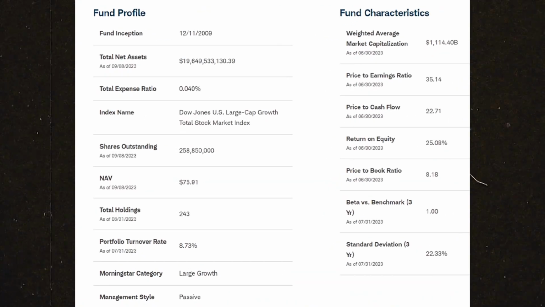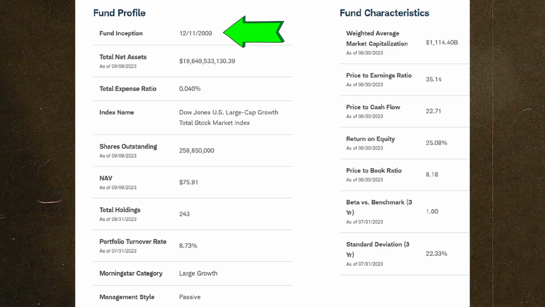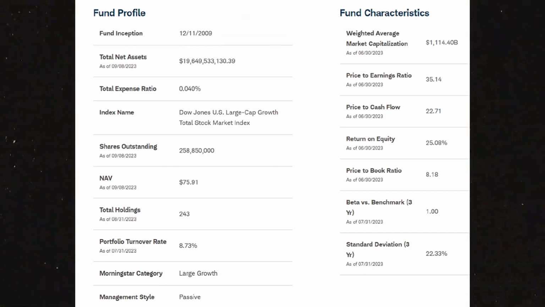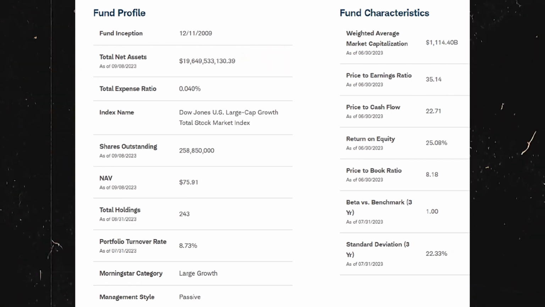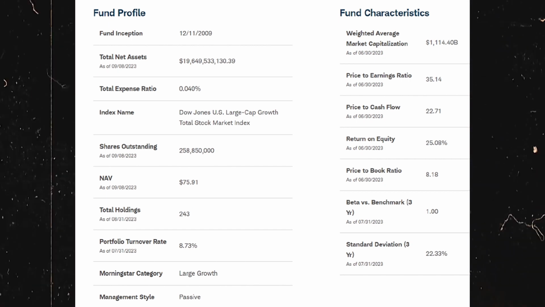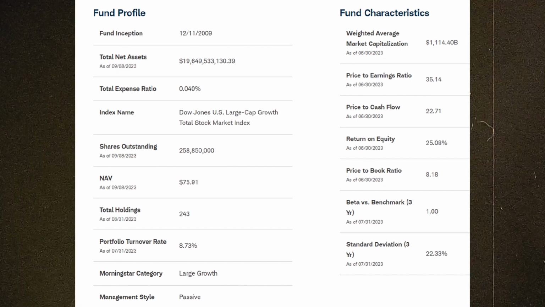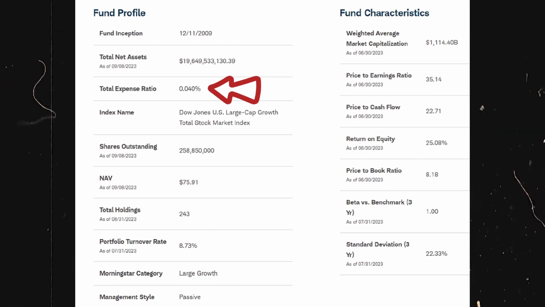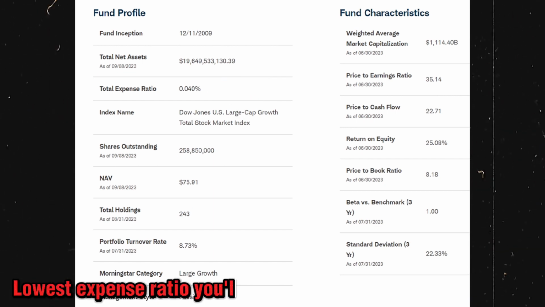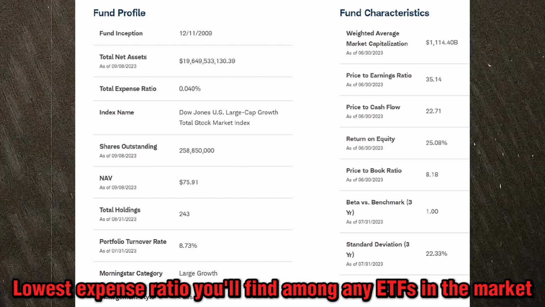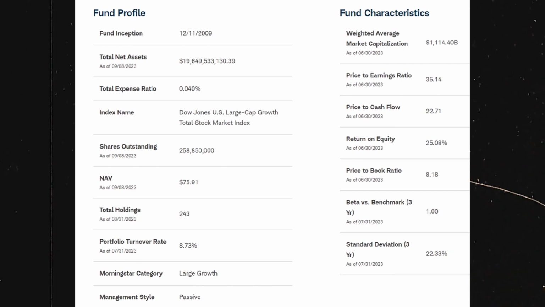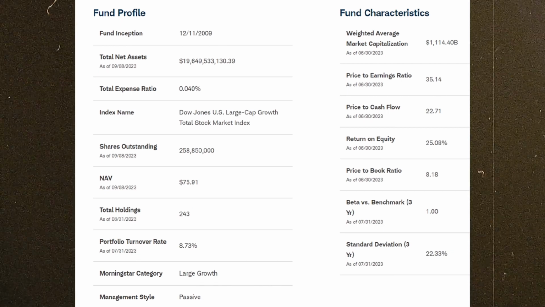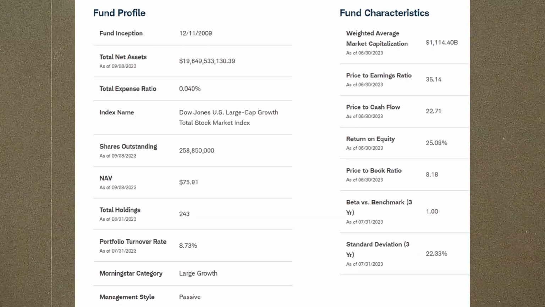Since fund inception in 2009, it has attracted more and more investors. Today, the ETF has about $19.6 billion assets under management. If you think SCHD's fee is low enough, wait to hear this. SCHG has an expense ratio of only 0.04%. This is probably the lowest expense ratio you'll find among any ETFs in the market. It is good for investors because if you hold SCHG for a long time, you get to keep most of the money earned in the ETF for future growth.